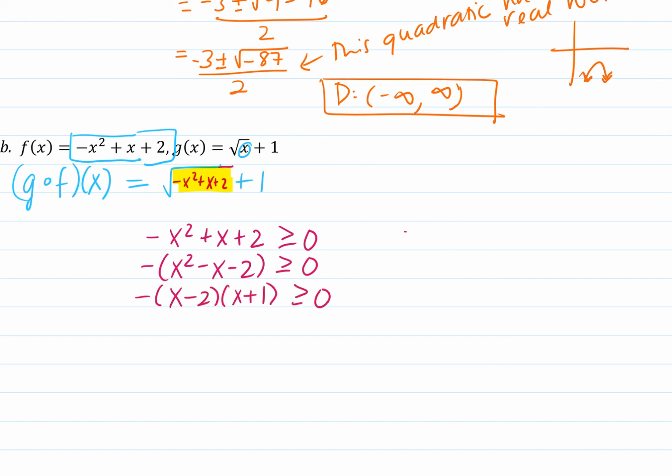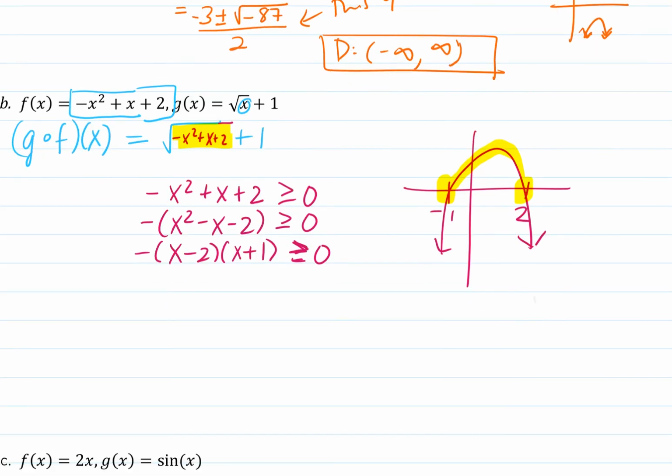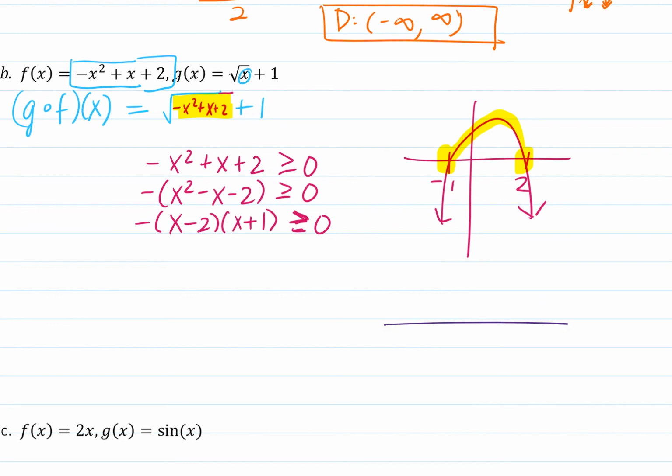At this point, feel free to either draw a graph, label the roots. Notice that I want places where my function is greater than or equal to 0, and so that would be this region here, including the roots at -1 and 2. Or, feel free to make a quick sign chart. We know the roots are -1 and 2, so for x plus 1, it'll change signs here. And for x minus 2, it'll change signs here.